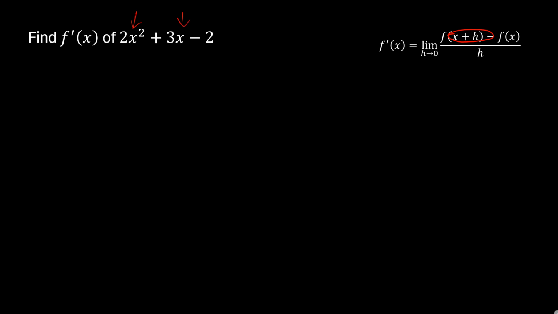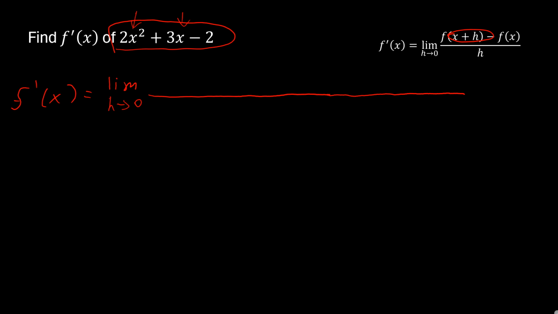So our derivative is equal to the limit as h approaches 0 of, now this is where you've got to be careful. With quadratics and above, things can get a little messy. So what do we have here?